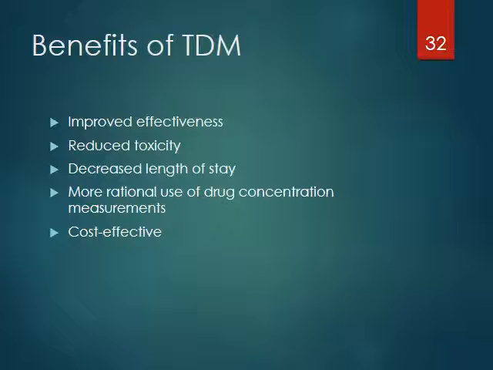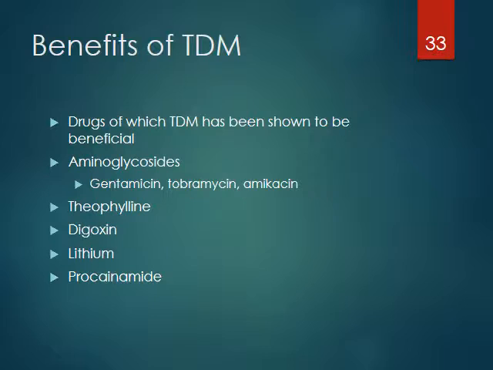We're not just going to get a level just to get one. We're actually going to be able to do something with the level once we have it back. And then also it can be more cost effective, especially if you're reducing the number of toxicity people are experiencing. It can be really, really cost effective in the long run. Again, the drugs that have been shown to have beneficial studies include aminoglycosides, theophylline, which is kind of an old school drug we used to use for asthma, digoxin, lithium, and also procainamide, procainamide being an antiarrhythmic drug.